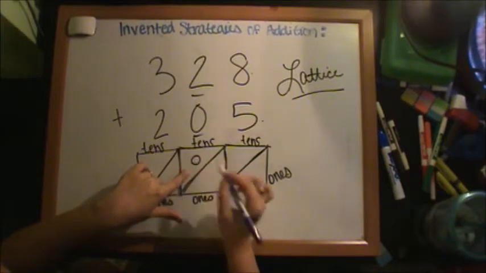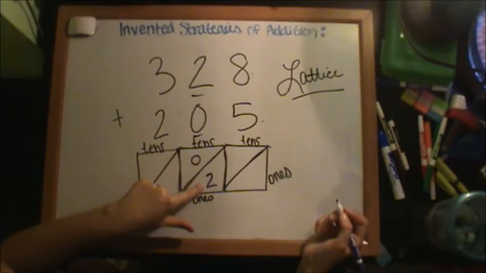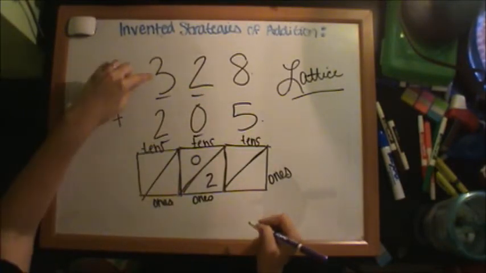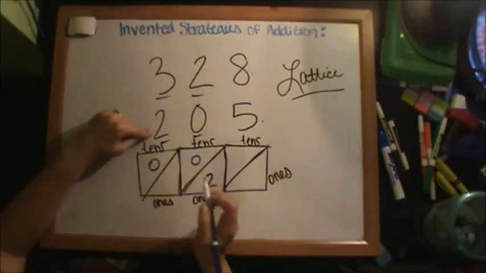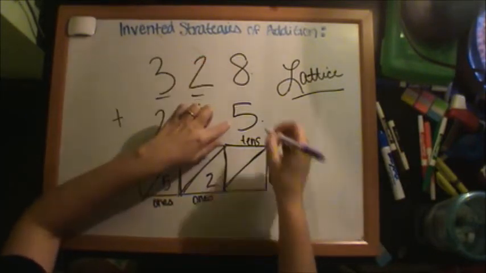I don't have any tens. This is my ones place. That gives me 2 ones. Okay, so now I'm going to go to the hundreds place because that's weird too. 3 plus 2, that gives me 5. I don't have any tens in that, but I do have 5 ones.